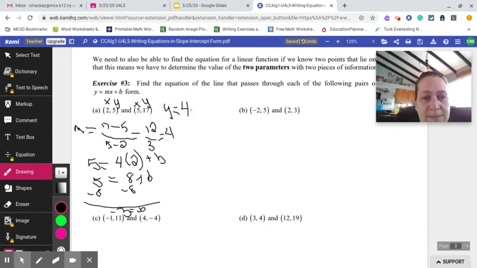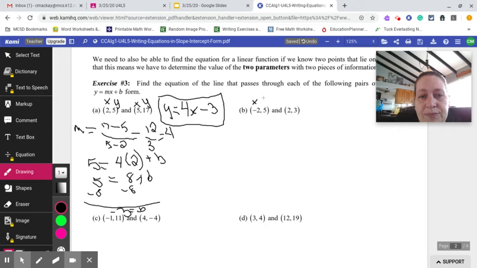4x minus 3. And some of you might write plus -3. That's correct. But remember, if we're being good mathematicians, we're just going to write -3. Okay, let's look at the next one.